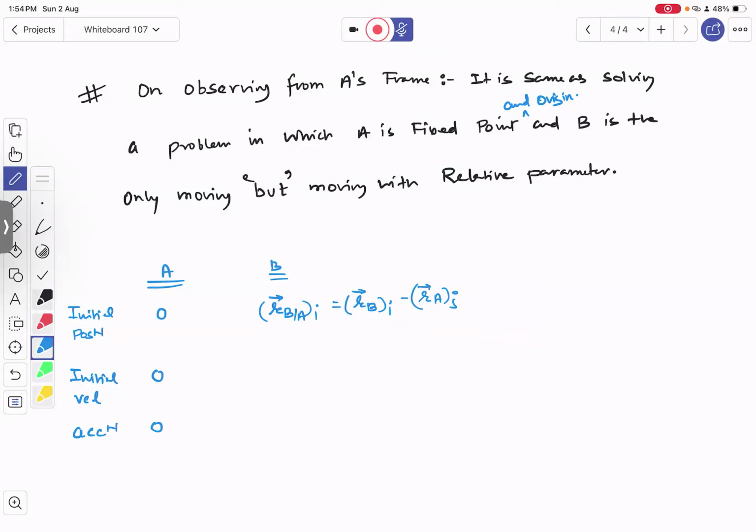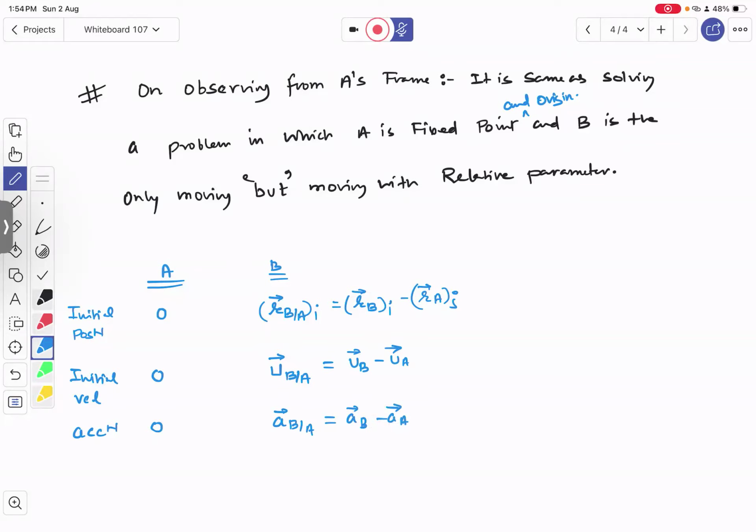Then what else do you need? Velocity at t equals to 0. We use the symbol U for initial, no? So we'll need the initial velocity of B with respect to A. How to find it out? Initial velocity of B, U_B minus U_A. And the acceleration will be the acceleration of B with respect to A. How to find it? Acceleration of B minus acceleration of A.